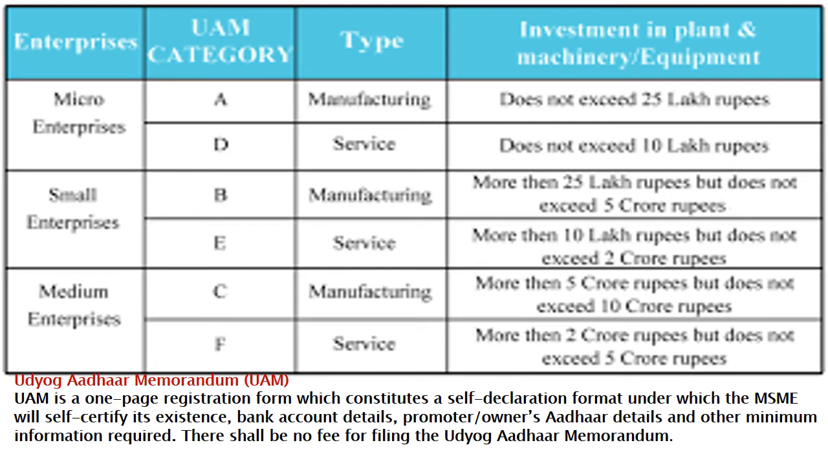Okay, now we are going to look into the limit. So the first one is micro enterprises. If it is in the manufacturing sector, then its investment in plant and machinery should not exceed 22.5 lakh, right? So that is the first one.